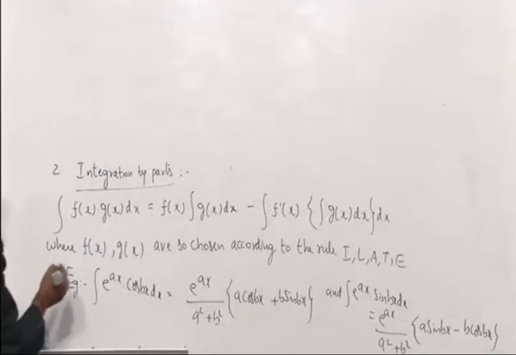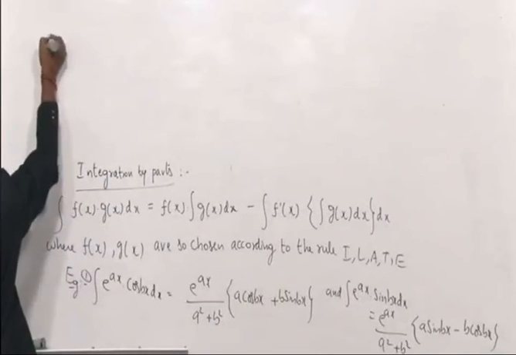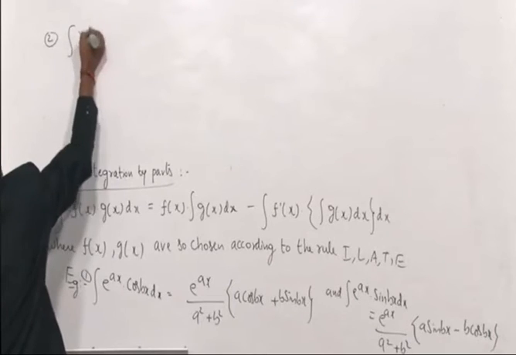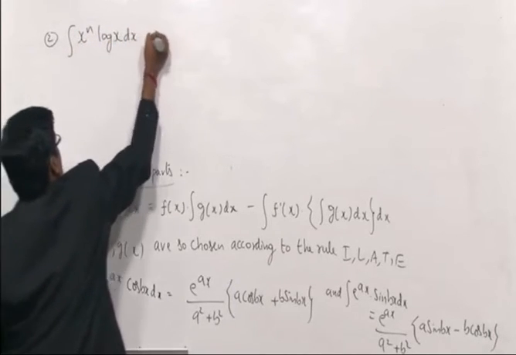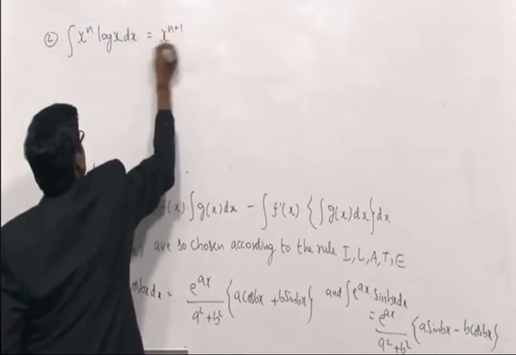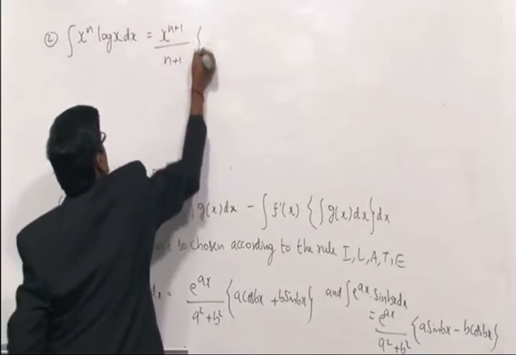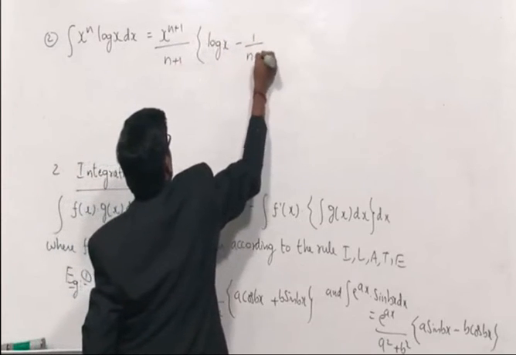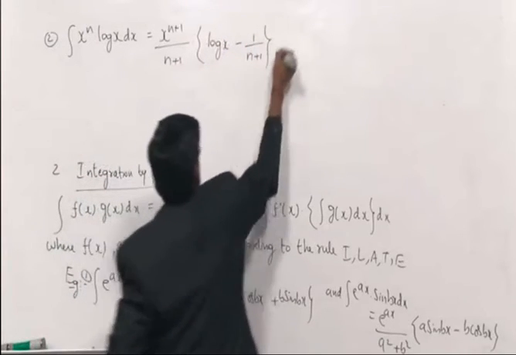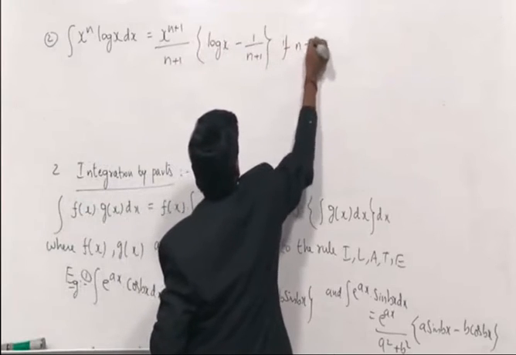Now the next one, first example, second one, integral x power n into log x dx is equal to x raised to n plus 1 divided by n plus 1 into log x. This is a reduction formula in plus 2 level, 12th standard, if n not equal to minus 1.